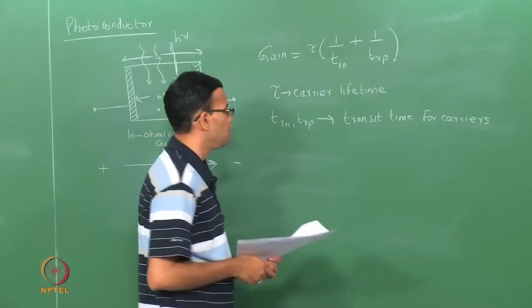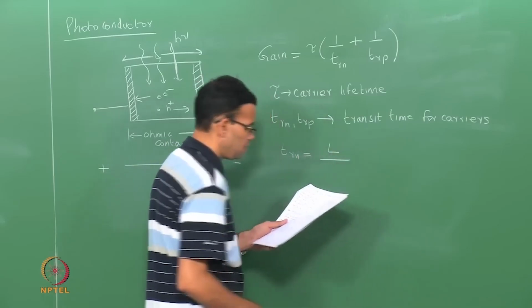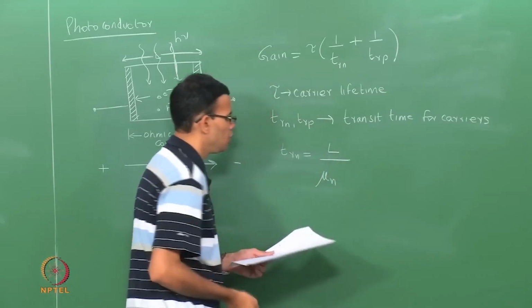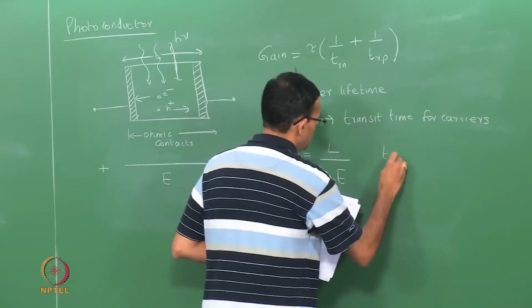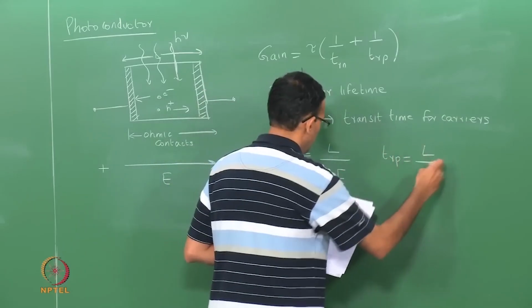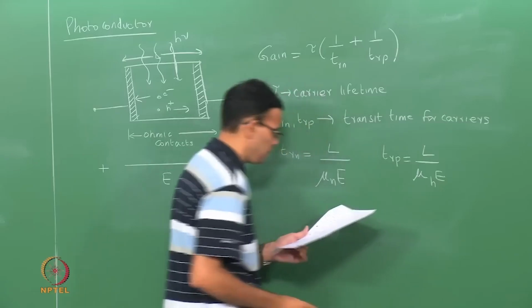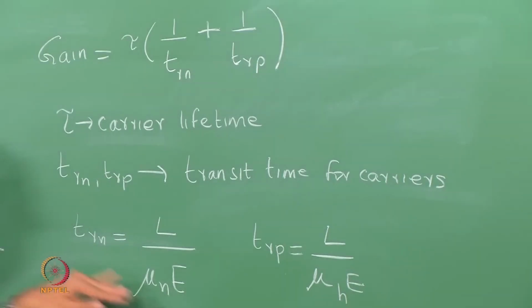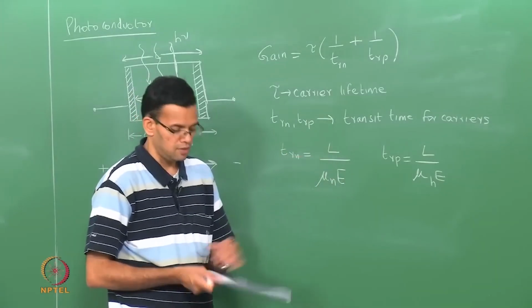This in turn depends upon the length of the device. T_RN depends upon the length L, the mobility of your electrons, mu n, and the applied electric field. Similarly, T_RP is L over mu h times the electric field. So, the higher the mobilities or the higher the electric field, the shorter the transit time, and similarly for a smaller device. Smaller L means shorter transit times.